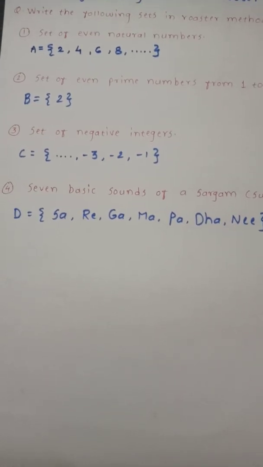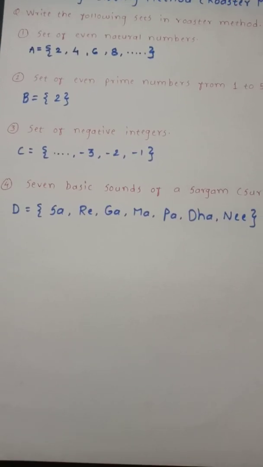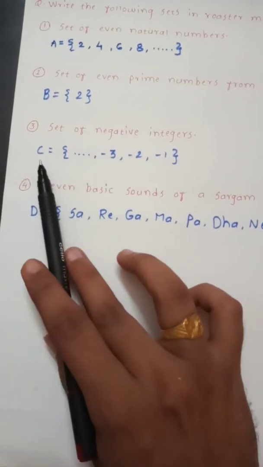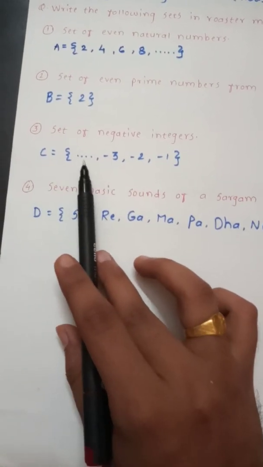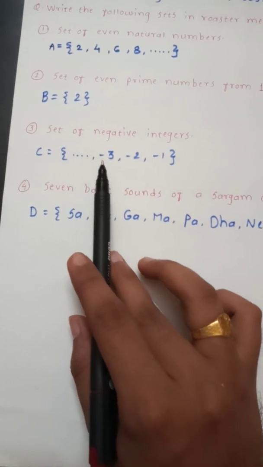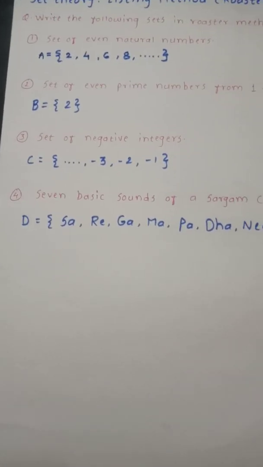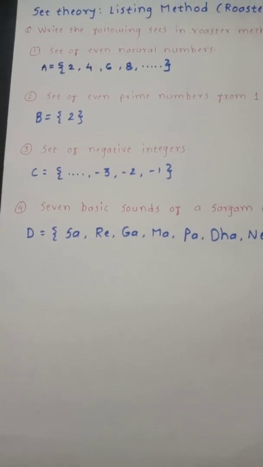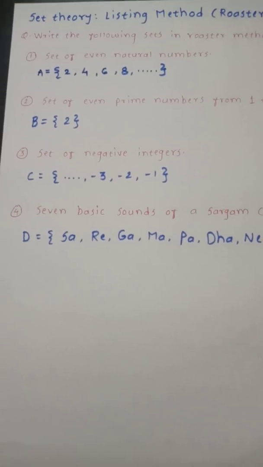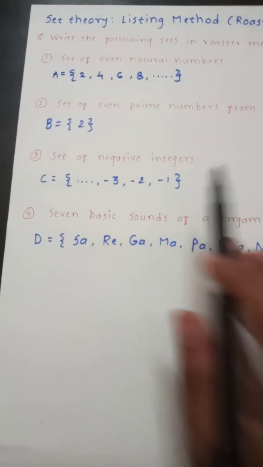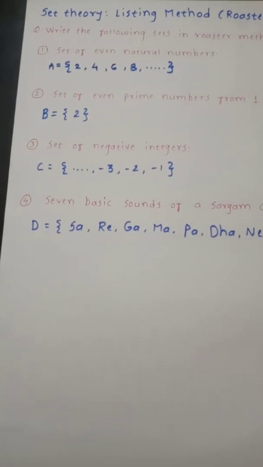Third is given as the set of negative integers. Now negative integers are infinite. So C is equal to, from infinity, then -3, -2 and -1. See, in the question itself they have mentioned the set of negative integers, so we are writing our answer only up to the negative numbers. We are not including 0 here.